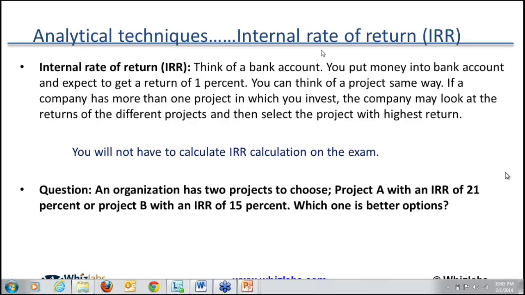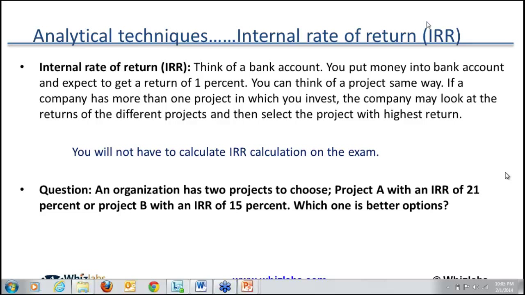Okay, project A. Very good. Yeah, most of the people are correct.